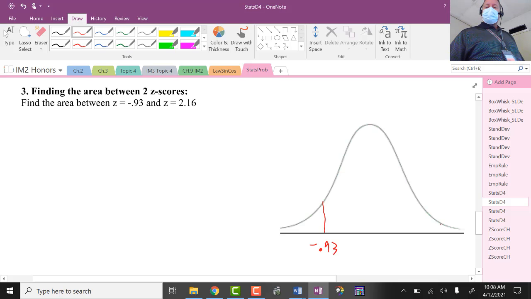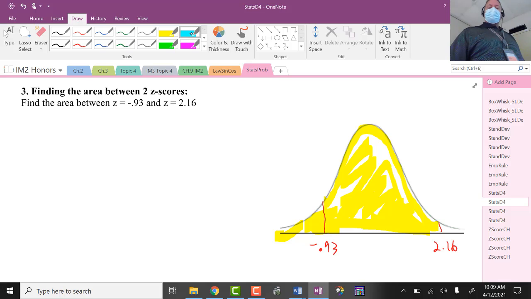And then here's 2.16, somewhere right around there. I'm not going to get a measure out. So this is what I want. But here's a problem. When I look up the z-score 2.16, it's all of this, correct? And then when I look up 0.93, which I'll color in blue, I get all of this, right? Actually, let's just count that as green. What color is the answer to this question? Is it yellow? Is it green? Or is it yellow plus green? It's just yellow.